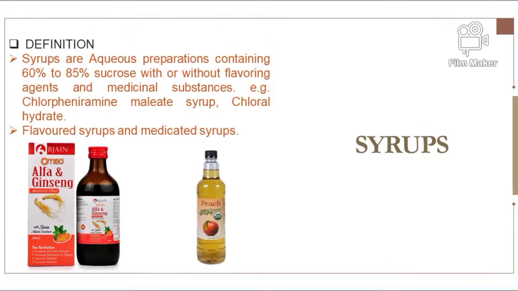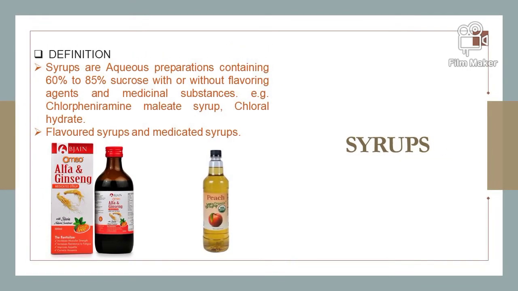First we are going to see syrups. Syrups are aqueous preparations containing 60% to 85% sucrose, with or without flavoring agents and medicinal substance. Example, chlorpheniramine maleate syrup, chloral hydrate. They are available as flavored syrup and medicated syrup. The examples of syrups are Alpha and Ginseng and Peach Organic syrup. These two are examples of syrup.